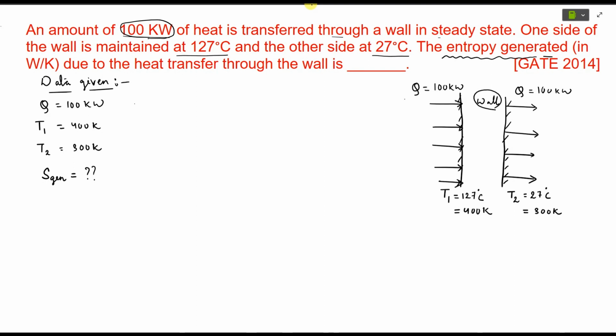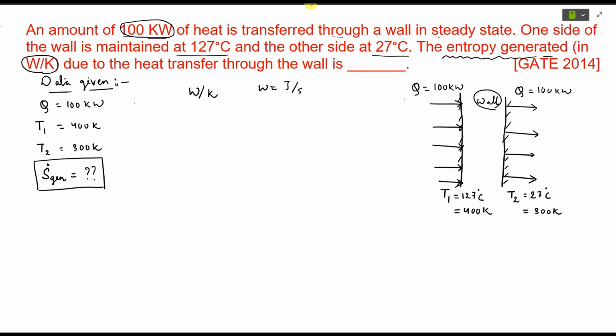But in this question it is asking to calculate the entropy generated due to the heat transfer through the wall in watt per Kelvin. Watt per Kelvin means this watt is joule per second. If it is joule per second, it means we have to calculate the entropy generation with respect to time. So for that we consider the rate of entropy generation as S dot generation. This we have to calculate for this question.